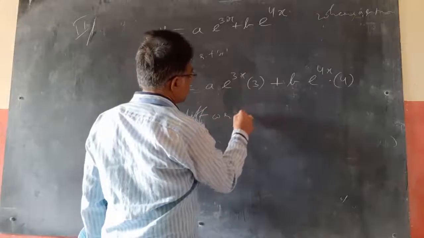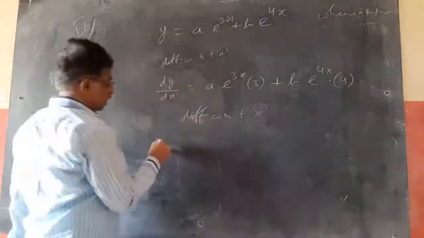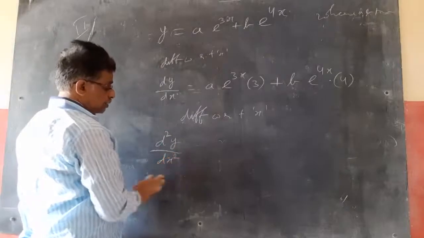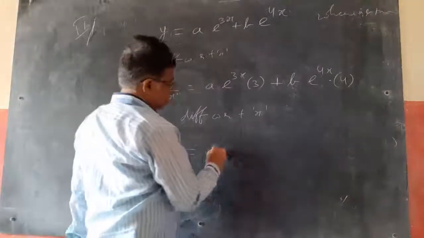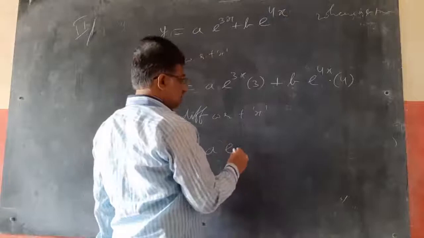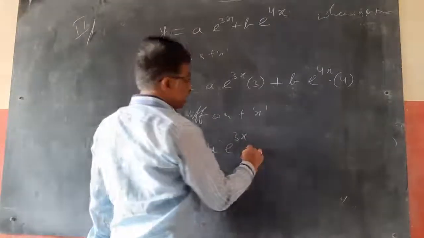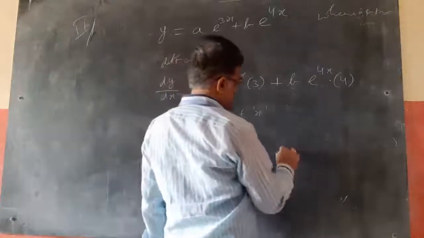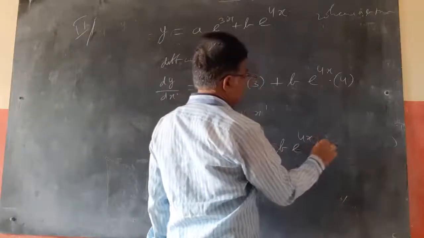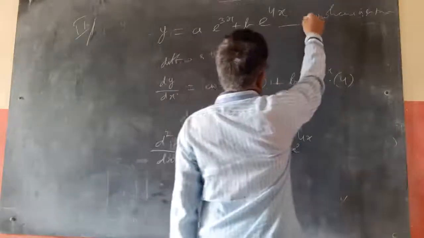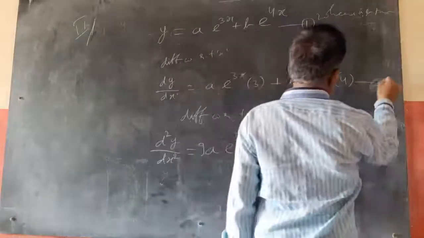Again differentiate with respect to x. The equation becomes d square y by dx square equal to a into e power 3x into inner derivative 3, into 3, 9, I am writing here, plus b into e power 4x into inner derivative 4, into 4, 16, I am writing here. So equations 1, 2, 3.